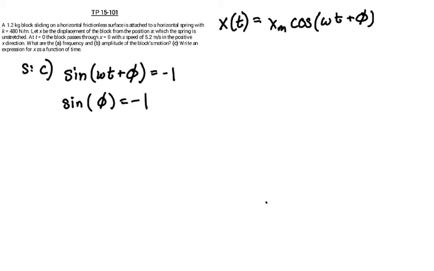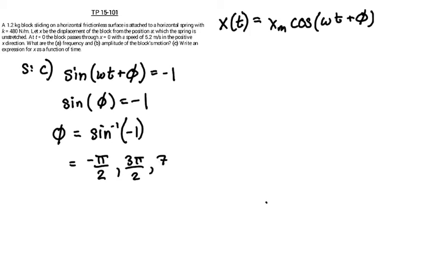Well, we can do the arc sine of both sides such that we have the angle is equal to the arc sine of -1, and that comes out to be -pi/2. And we'd see it again at 3pi/2, and then again at 7pi/2, and so on and so forth.